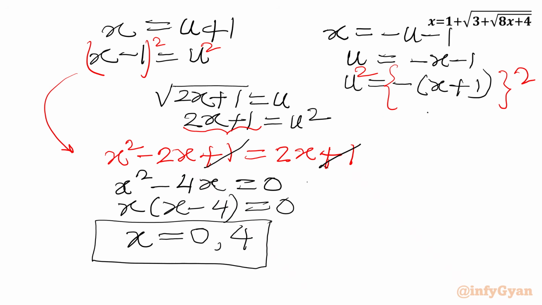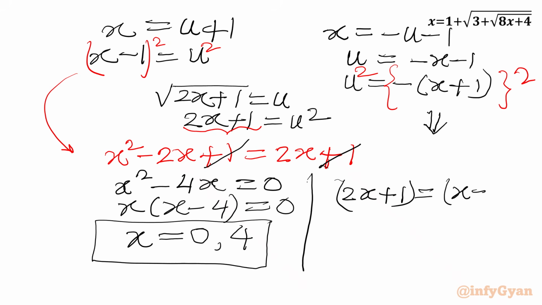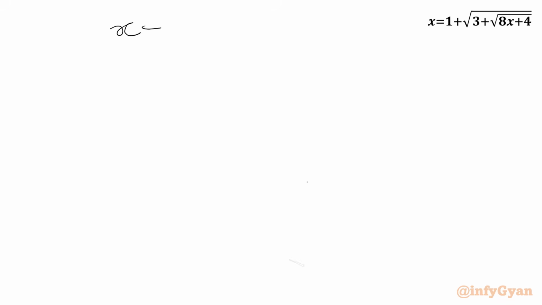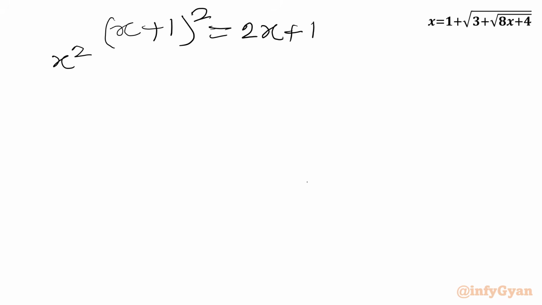Now we have to solve the second equation. In this equation, u square will be 2x plus 1. So I will write 2x plus 1 over here equal to, minus square is plus, so there would be (x plus 1) whole square. Now we have to expand (x plus 1) whole square. I will write here (x plus 1) whole square equal to 2x plus 1. We will get x square plus 2x plus 1 equal to 2x plus 1.